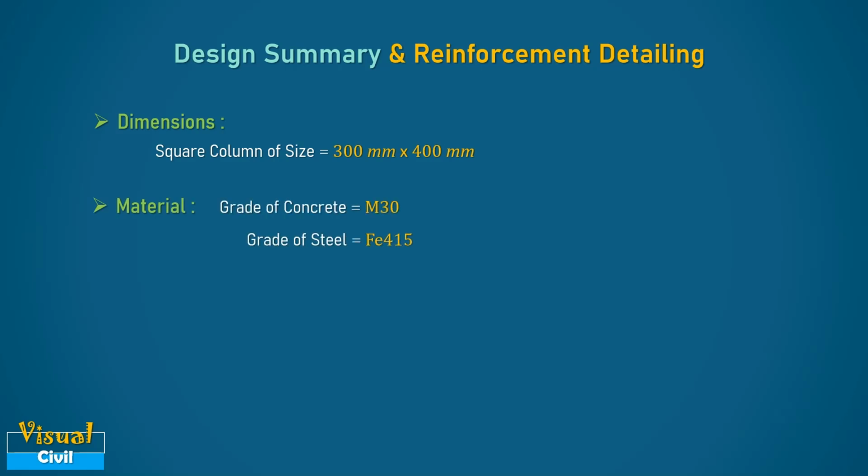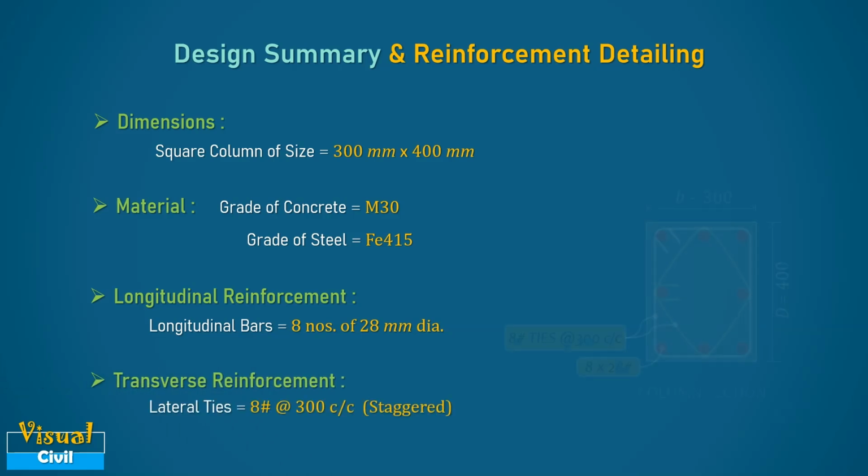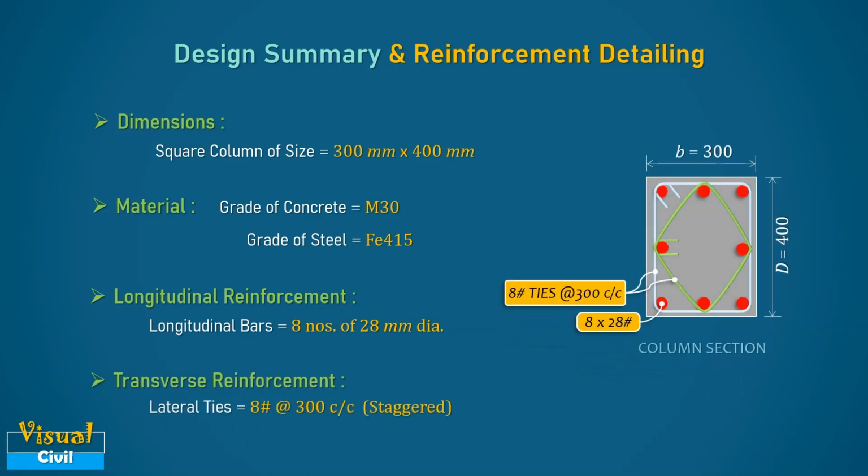Finally, let us summarize the design and the reinforcement detailing. A slender column of size 300 mm by 400 mm subjected to axial load with biaxial moment is designed with M30 grade of concrete and Fe415 steel. 8 number of 20 mm dia bars are provided as longitudinal reinforcement, while 8 mm dia lateral ties are provided at spacing 300 mm center to center.